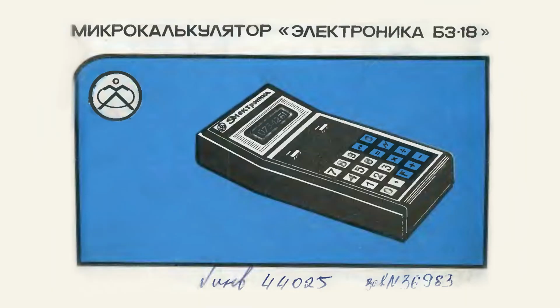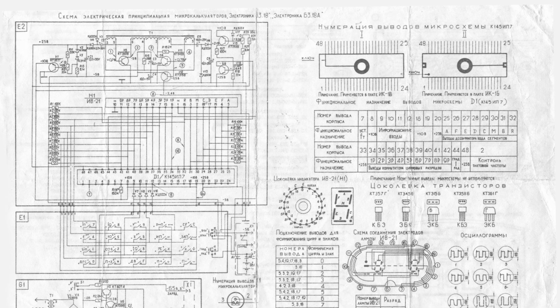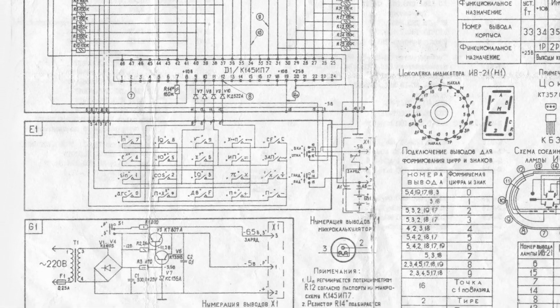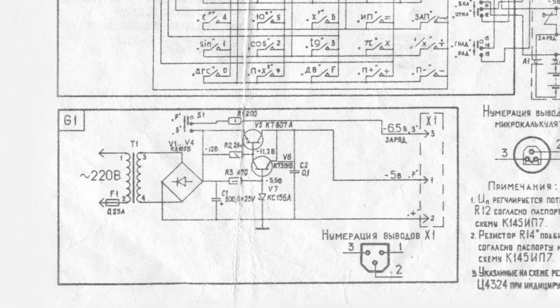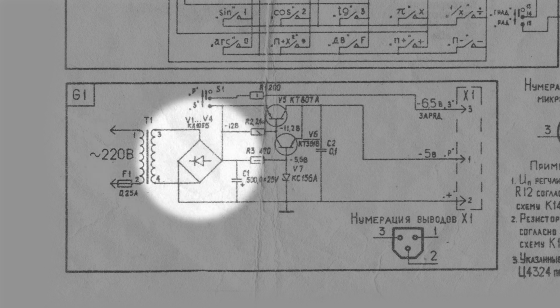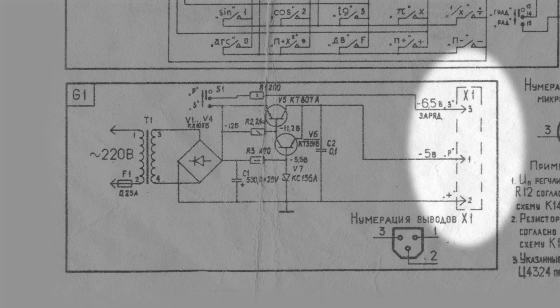I managed to find an instruction manual for this device. I'm gonna post a link down in the description. And here are the schematics. Beautiful Soviet schematics, as always, hand-drawn. Let's skip down to the power supply. Here's our 220 volts coming in. Here's our transformer. Here's our bridge rectifier that changes the alternating current to direct current. Two transistors. And then we have three outputs.